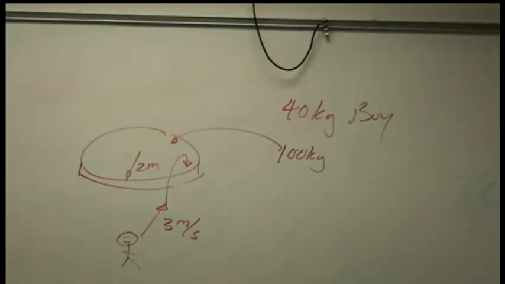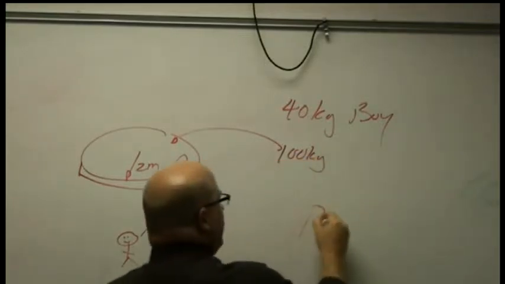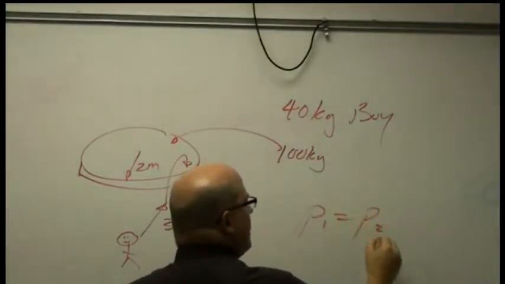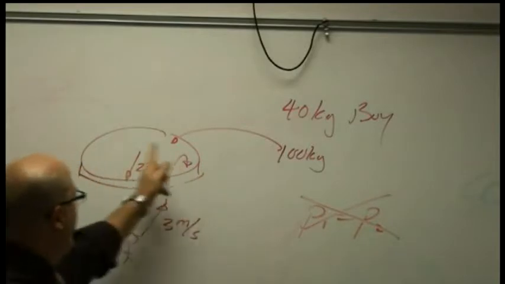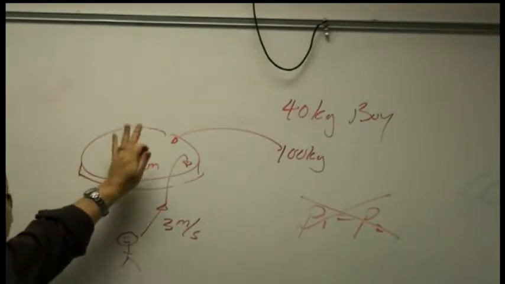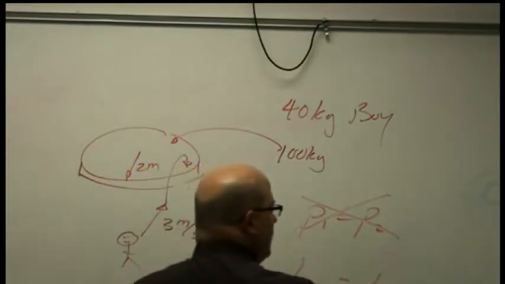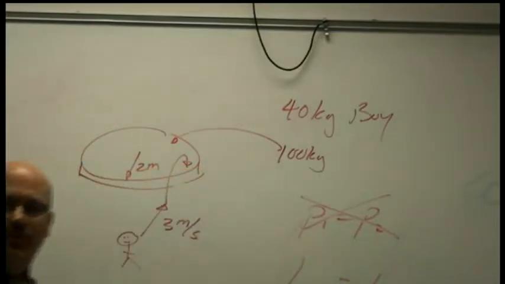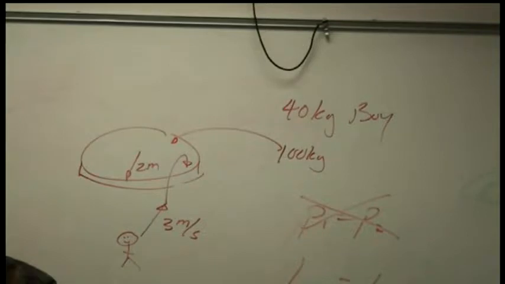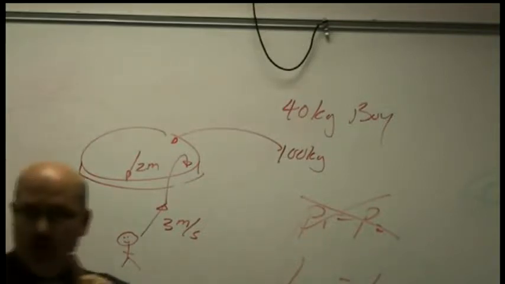For the first one, since it's stationary, there's no angular momentum. Now, wait a minute. We cannot do this, right? Because there's an outside force on the axis keeping the merry-go-round from moving. However, we can do this because that outside force does not keep the merry-go-round from rotating. It's free to rotate, but not free to move.